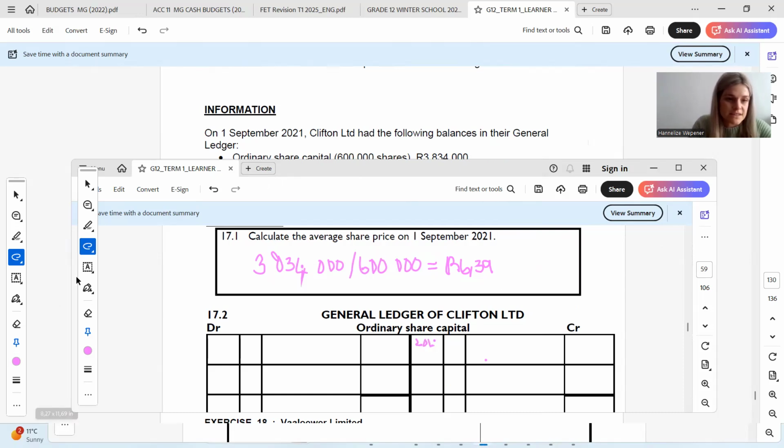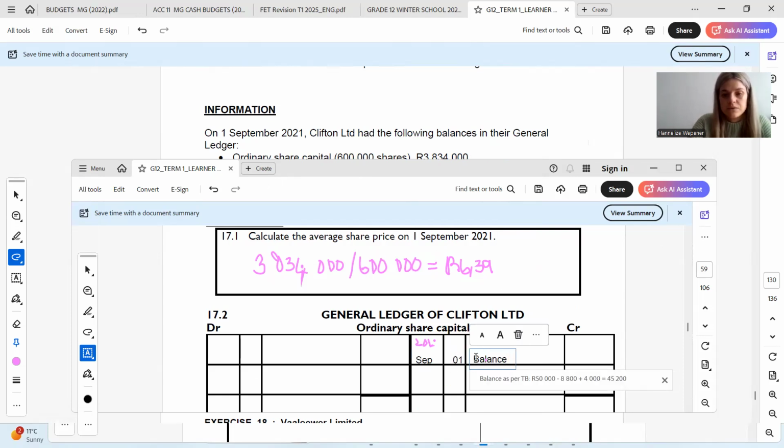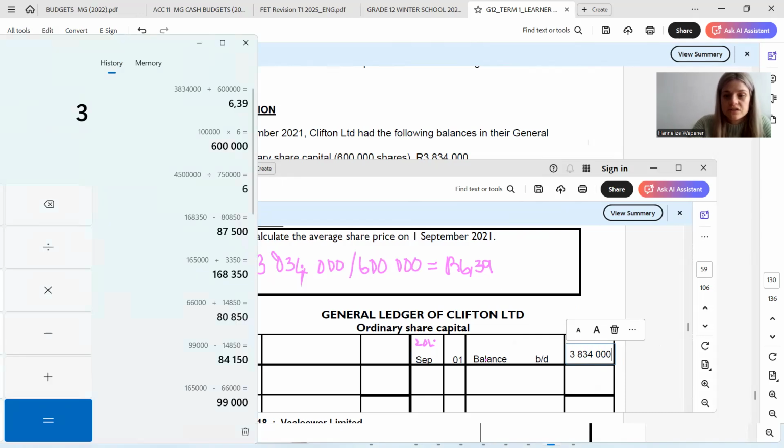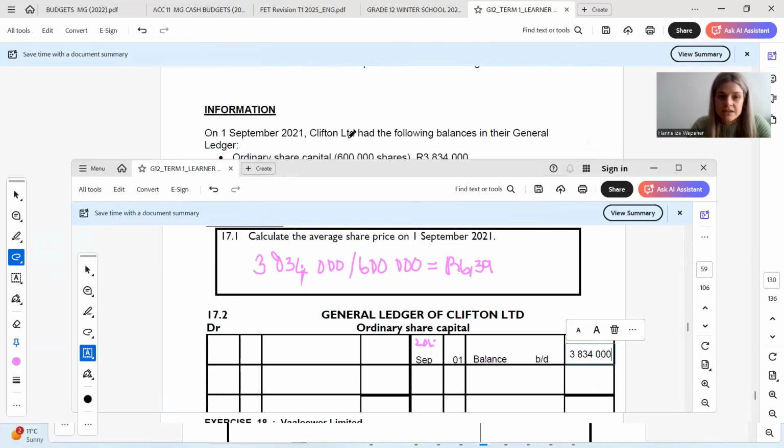I'm going to type this. It's going to be a whole lot easier. So September the 1st, we had a balance that we brought down from the previous financial year. And that amount was 3834. And we then said that we calculated our average share price using the 3834 divided by 600,000 shares. And that's how we got to our average share price.